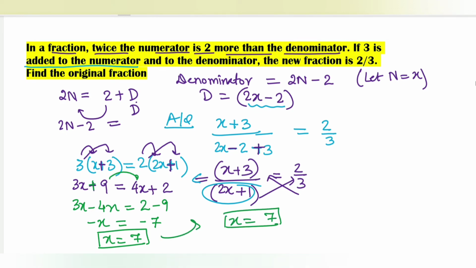But what was the x? This was the numerator. So the denominator was what? 2x minus 2.